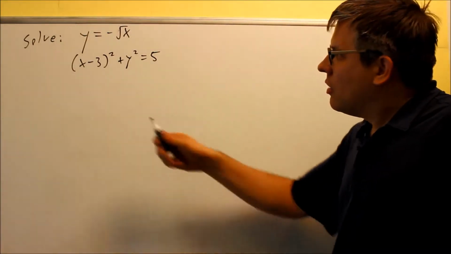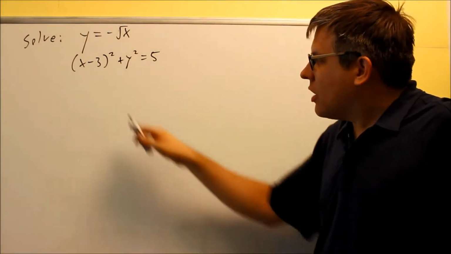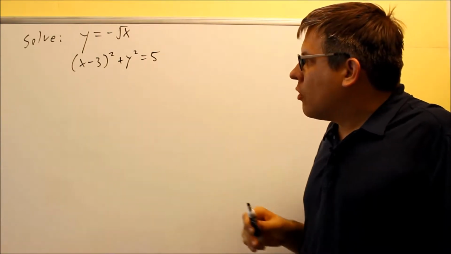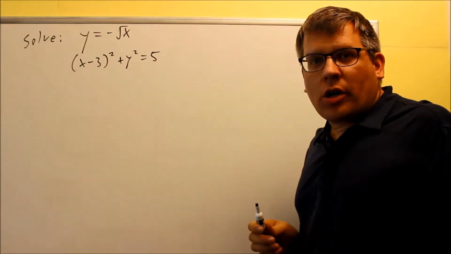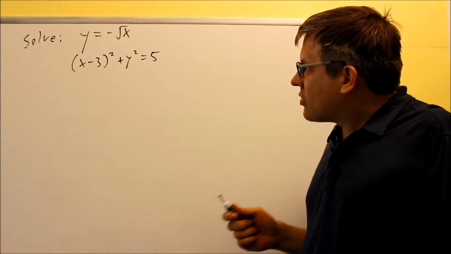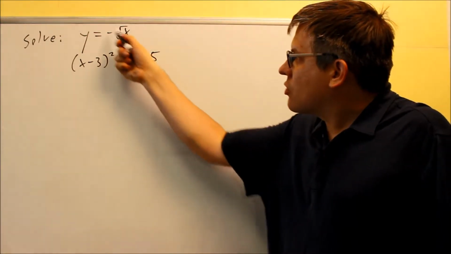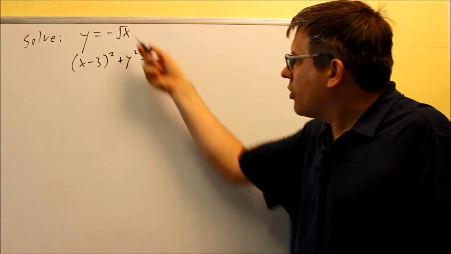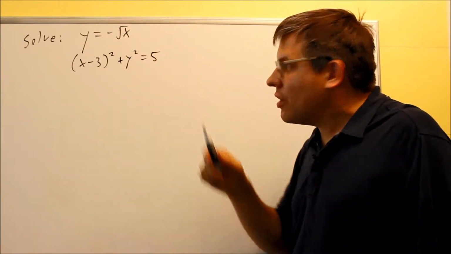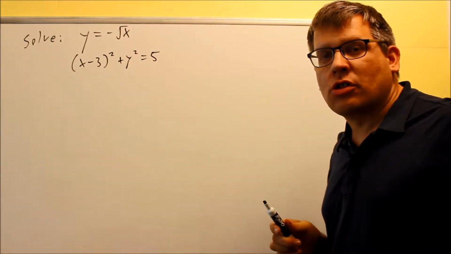Okay, one more. Y equals negative square root of x, and we have the second one down here. This is one where it's probably going to be best to use substitution because this is already solved for y already, and plus we don't have any like terms to add to get anything to cancel, so we definitely want to do substitution on this one.